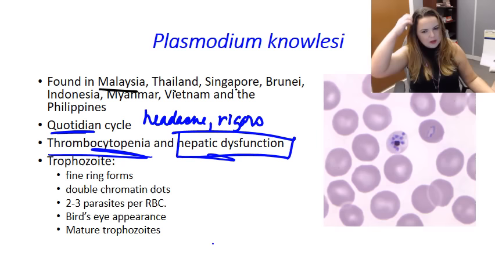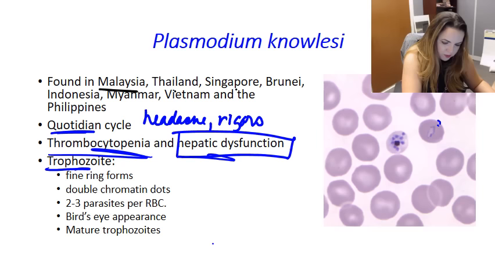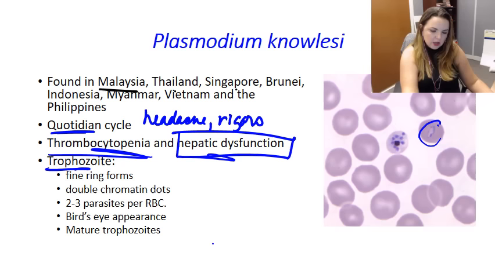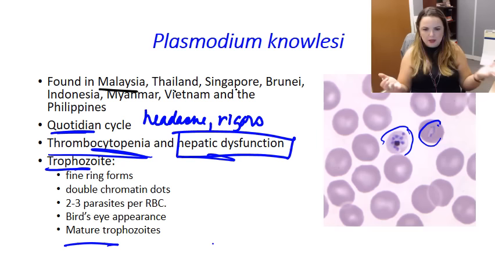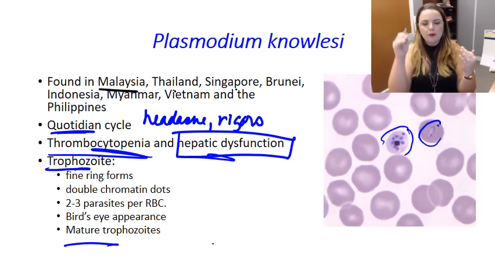So for laboratory diagnosis, once again, we're going to look for those trophozoite rings. You can find them pretty easily, these fine ring forms, or you can look for double chromatin dots. You're going to probably see 2 to 3 parasites per red blood cell, and they can have a characteristic bird's eye appearance. You can also look for mature trophozoites, depending on the age of the organism at the time you're looking. And remember, that age changes pretty quickly because we've got a daily cycle.